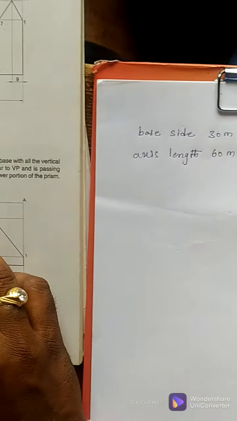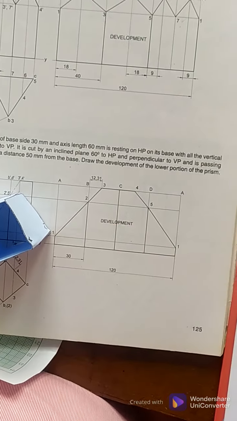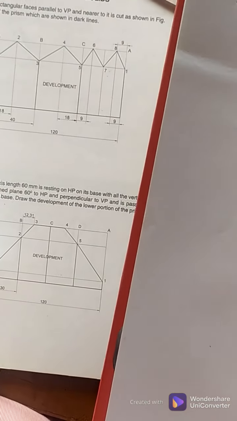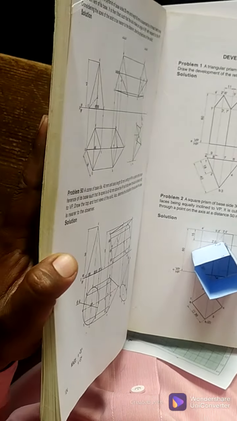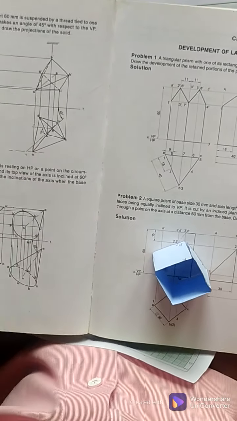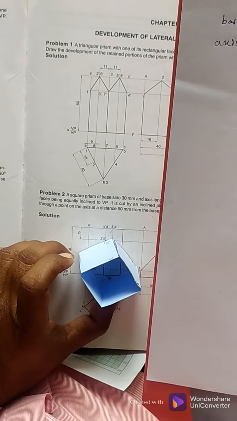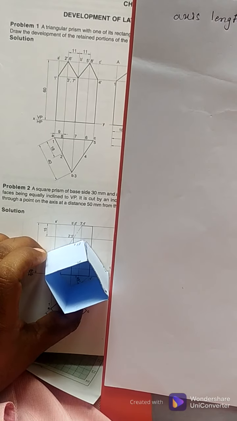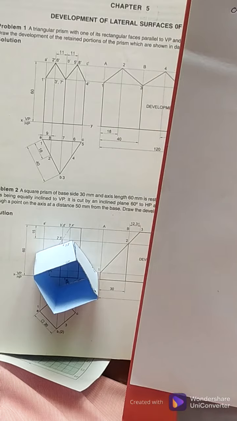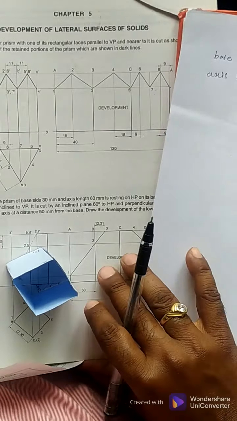And the cutting plane is also given. It is cut by an inclined plane 60 degrees to HP and perpendicular to VP, passing through a point on the axis at a distance of 50 mm from the base. So it is passing here. The cutting plane is inclined at 60 degrees and perpendicular to VP. Draw the lower portion. Now I'll draw on the graph sheet.